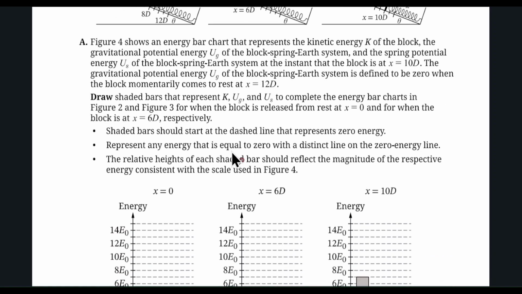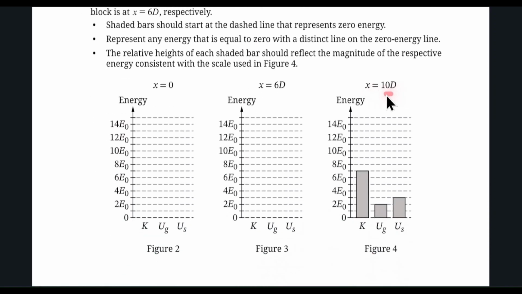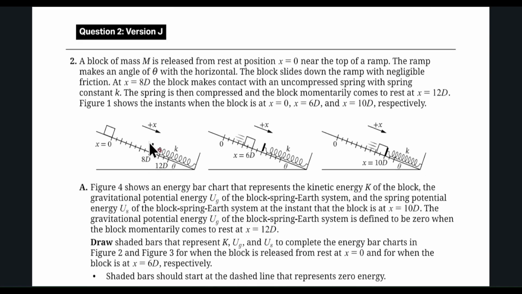So in this entire system, they have drawn curves for us at x equal to 10d. These are the energy bar charts. This is kinetic, this is potential of the entire system, and this is potential of the spring. So they're asking how these energy bars will look. We know that it is already given that this entire system is frictionless. It's given somewhere over here.